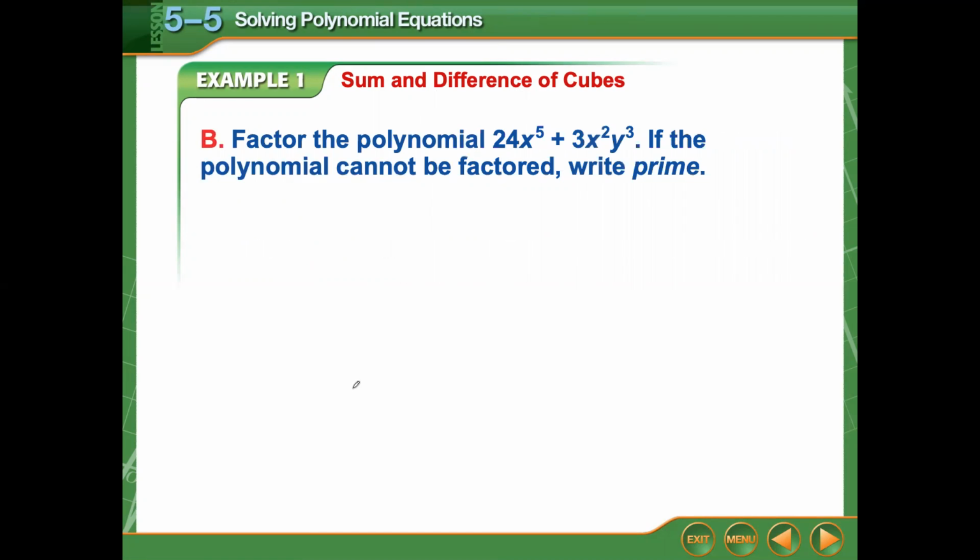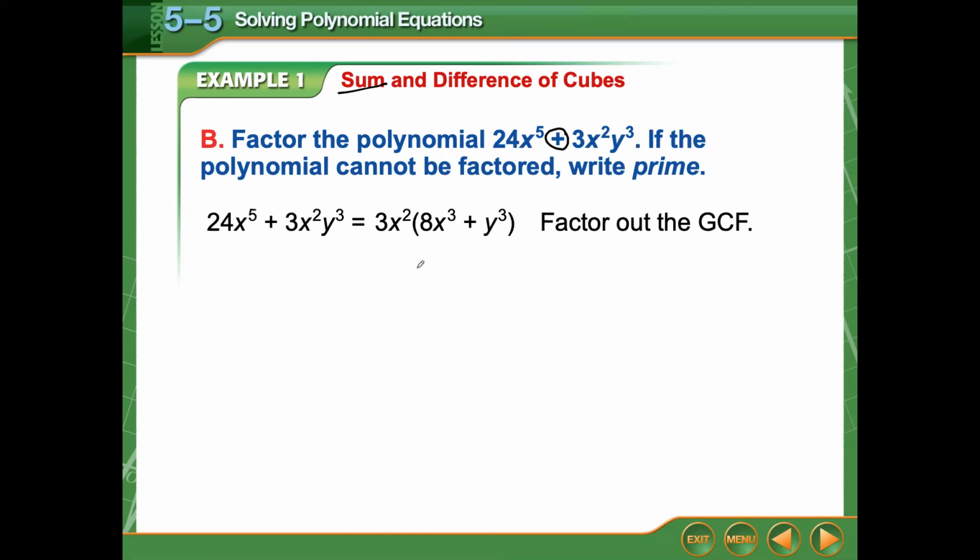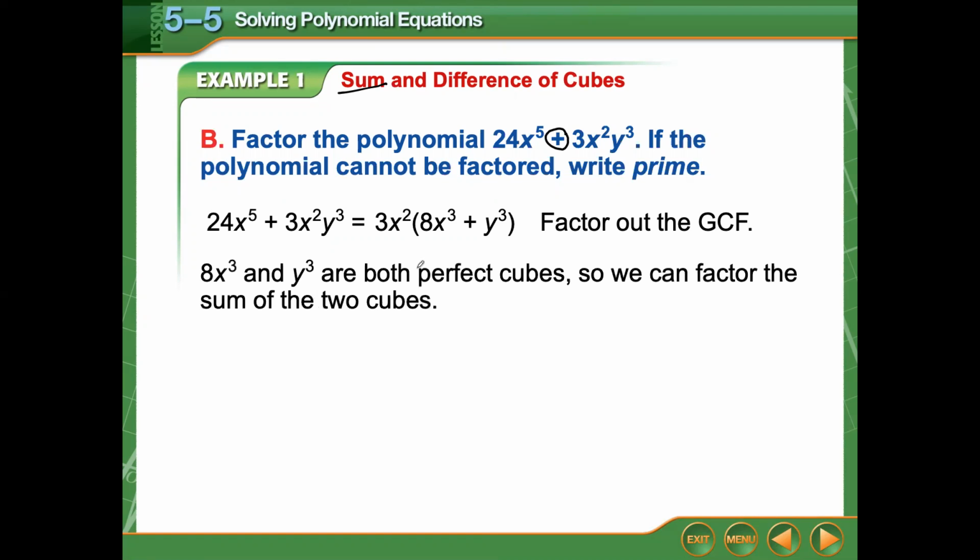Next, we're going to take a look here using a sum of cubes, and we know it's a sum because we have a plus sign. So we're going to see if 24x to the 5th plus 3x squared y cubed can be factored. The first thing we should do here is actually factor out the GCF. What is the greatest common factor? And when we do, we see that they both have 3x squared in common, and we're left with 8x cubed plus y cubed. Now here, we're in luck because both of these are perfect cubes, so we can go ahead and factor these. 8x cubed is a perfect cube of 2x, and y cubed is a perfect cube of y.